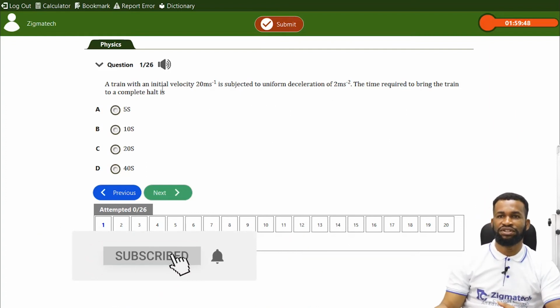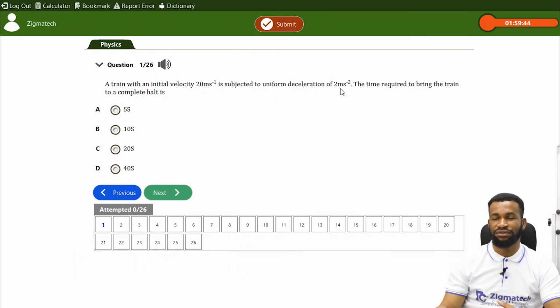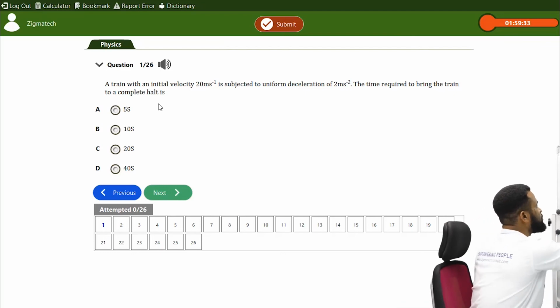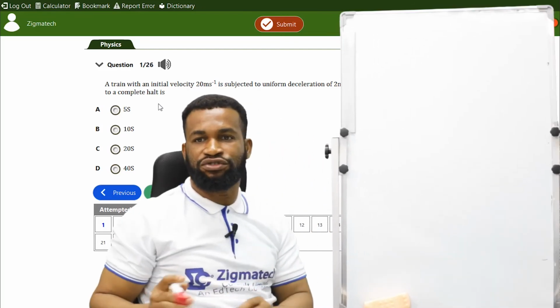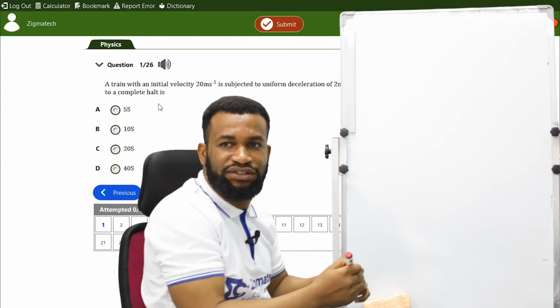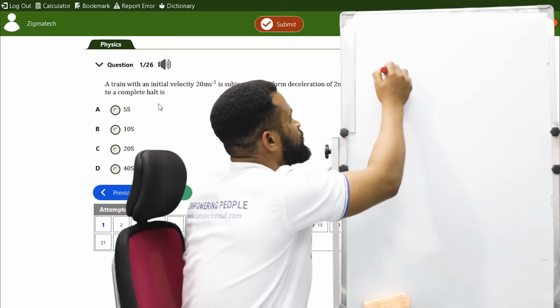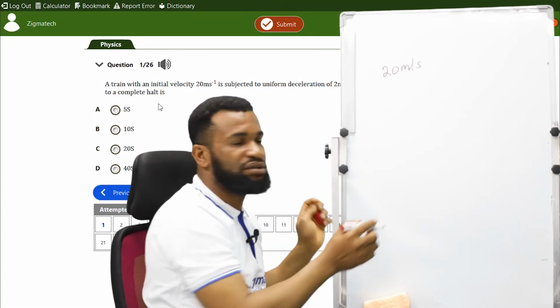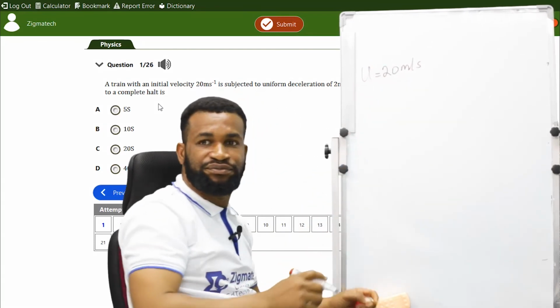He said that a train with an initial velocity of 20 is subjected to a uniform deceleration of 2 meters per second squared. The time required to bring the train to a complete halt is. All right, this is a question related to the topic we have done now. So we are going to solve this question. A train with an initial velocity: the initial velocity is 20 meters per second. That is my initial velocity.